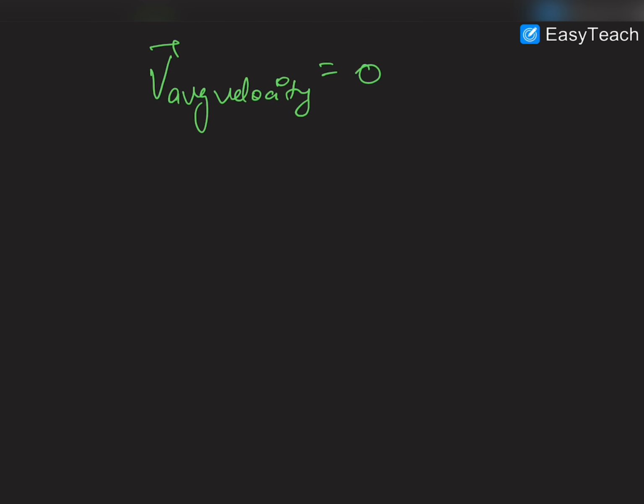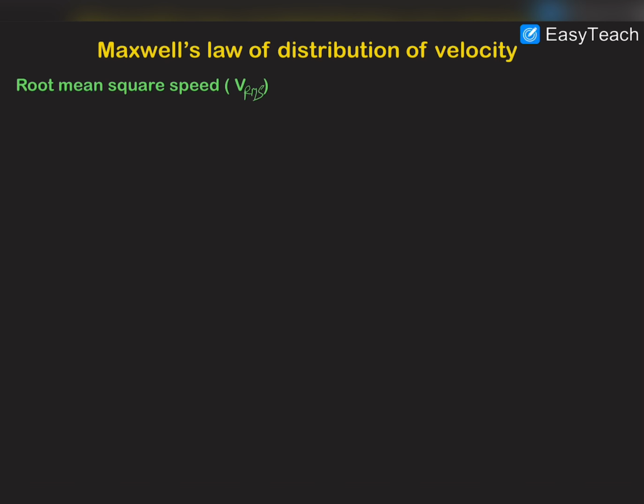So average velocity is 0, and what we have derived is the average speed of the gas molecules, which is under root 8RT by pi M. So you should always be aware of what is being asked in the question.